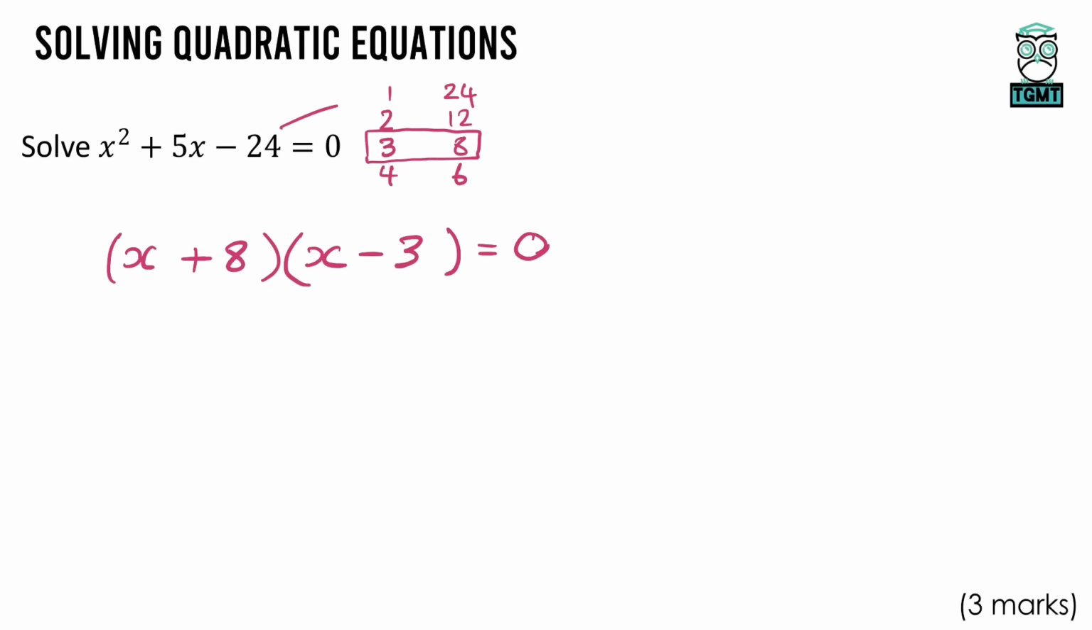Now when solving a quadratic, all we do is we look at these numbers within the brackets, and all we do is flip the symbols on them. So negative 8 for this one and positive 3 for this one. Typically we will say x equals prior to that, so x equals negative 8 and x equals 3.